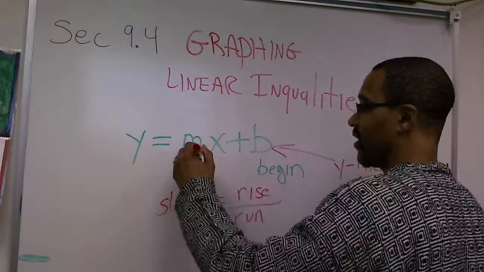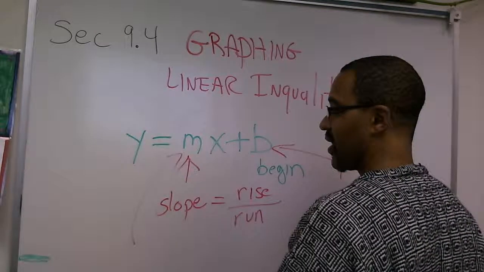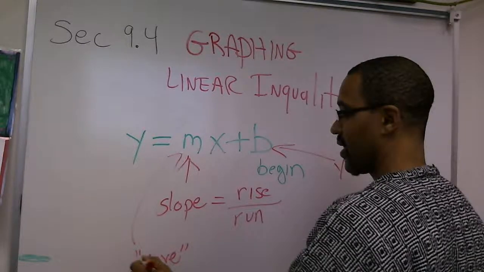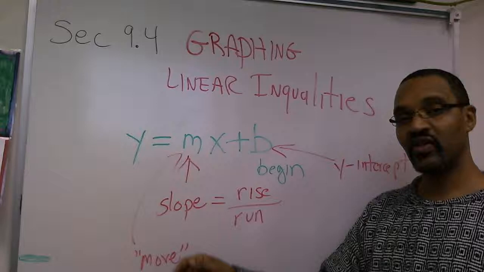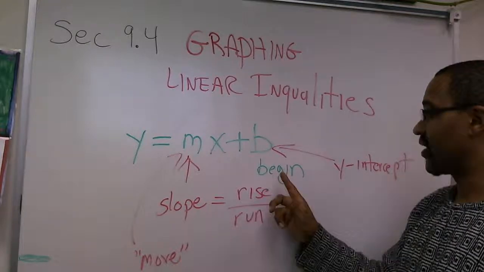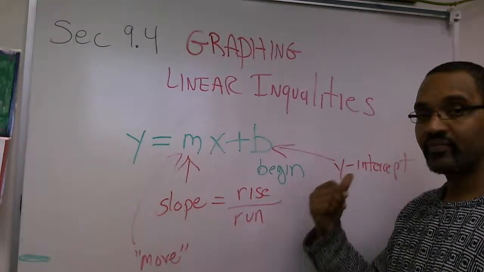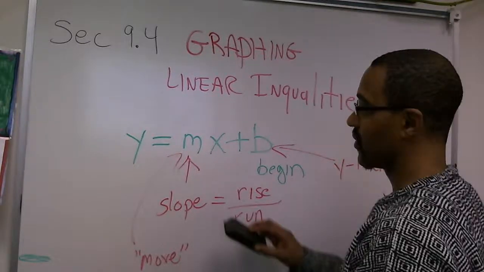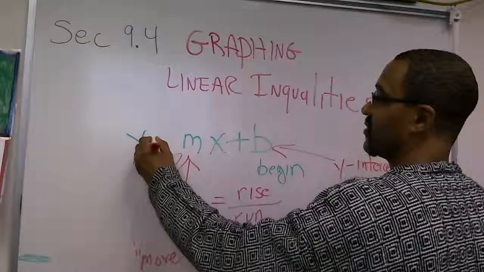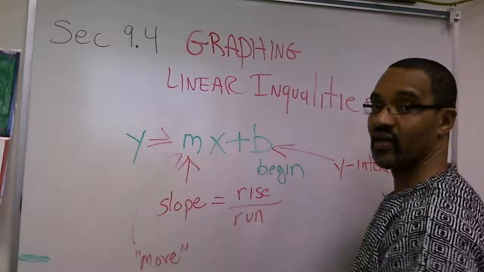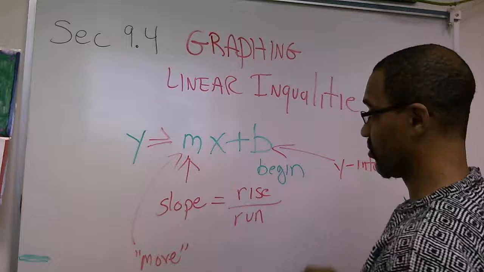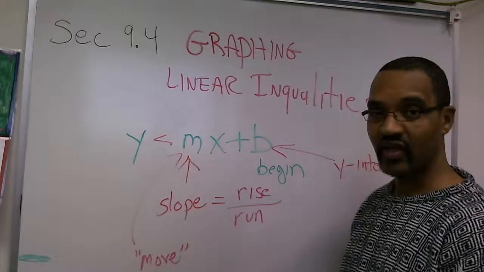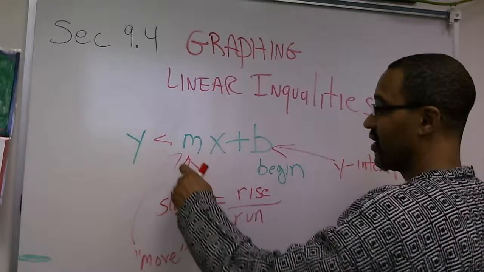Think of the M, the slope, as how we move. M for move, using the slope. B for begin at the y-intercept. Okay? So y equals mx plus b. That's Math 81. Math 82 is the inequalities, greater than or equal to mx plus b, or they could be the other inequalities and so forth. So that's the difference, is the inequalities.